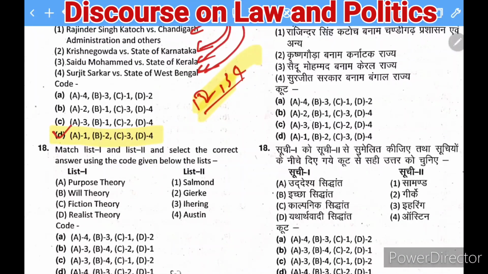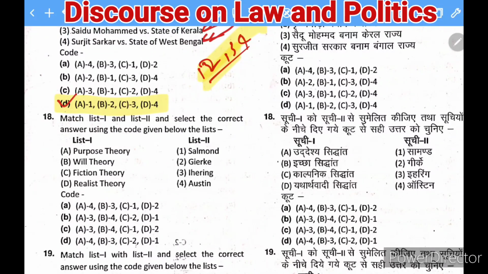The next question is again with matching the list. Match list 1 and list 2. List 1 has certain theories, list 2 has the jurists. The first is purpose theory, will theory, fiction theory, realist theory, and Salmon, Gierke, Ihering, and Austin. My dear friend, this question had been asked already in previous years. So now let's start the matching here.